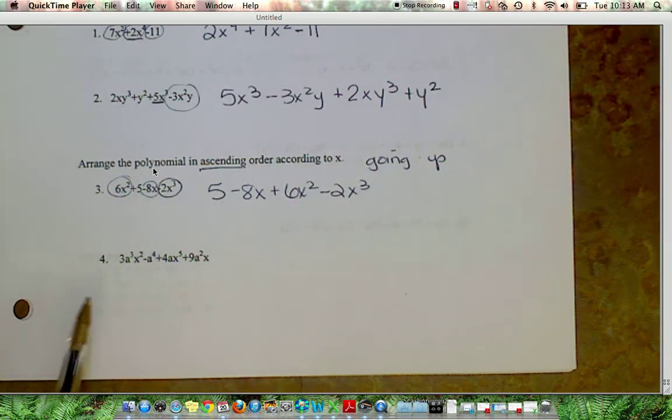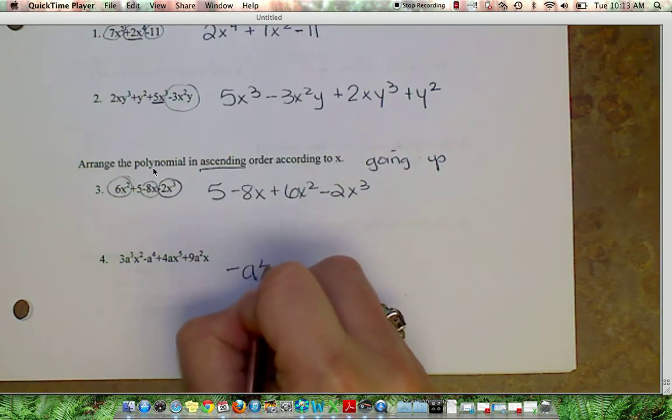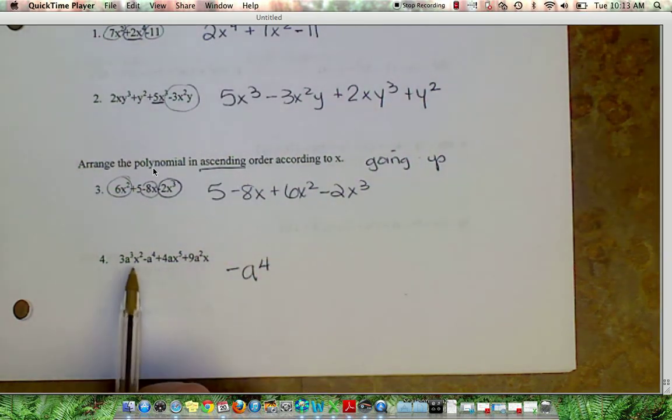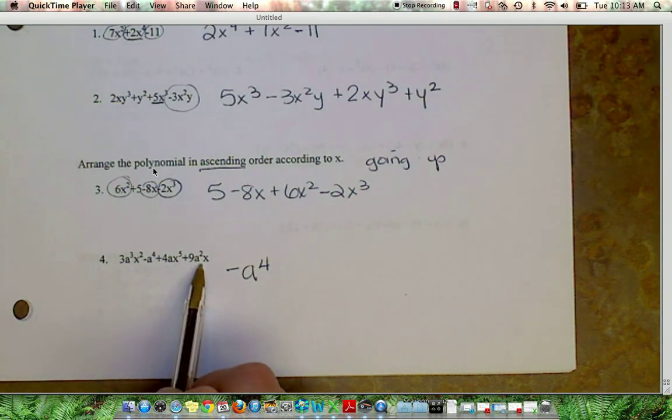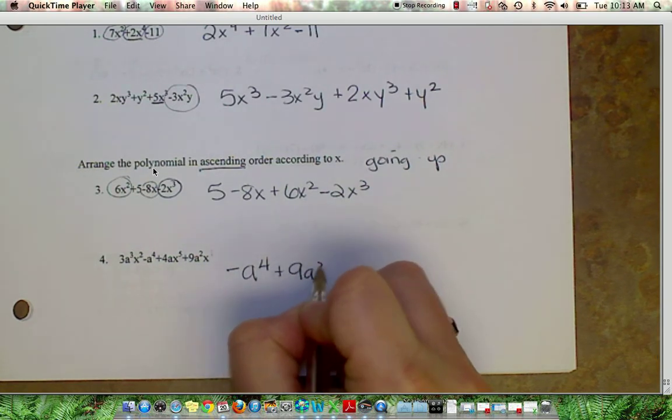All right. This one in ascending order, remember we're looking at the x's. So do any of them not have any x's? This one, negative a to the fourth. Then we're looking for, this one's got x to the second, x to the fifth, x to the first. So that one's going to be next, plus 9a squared x.